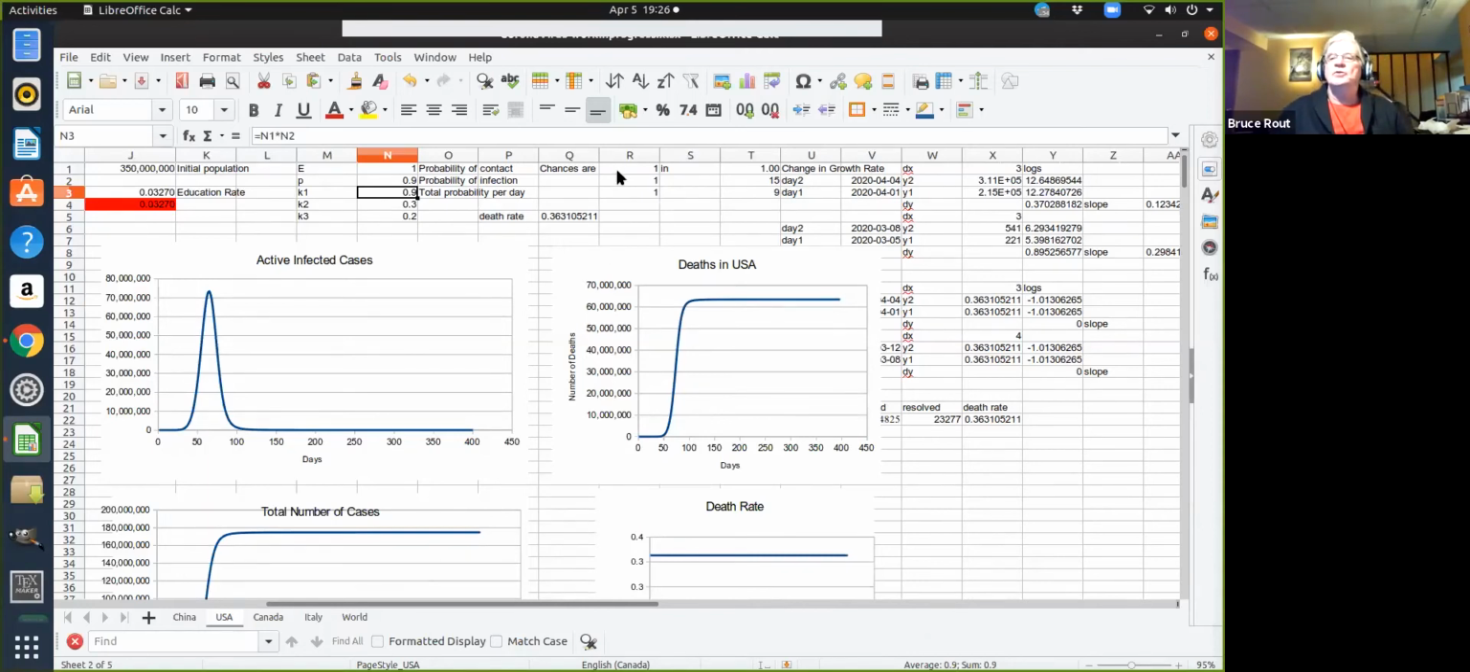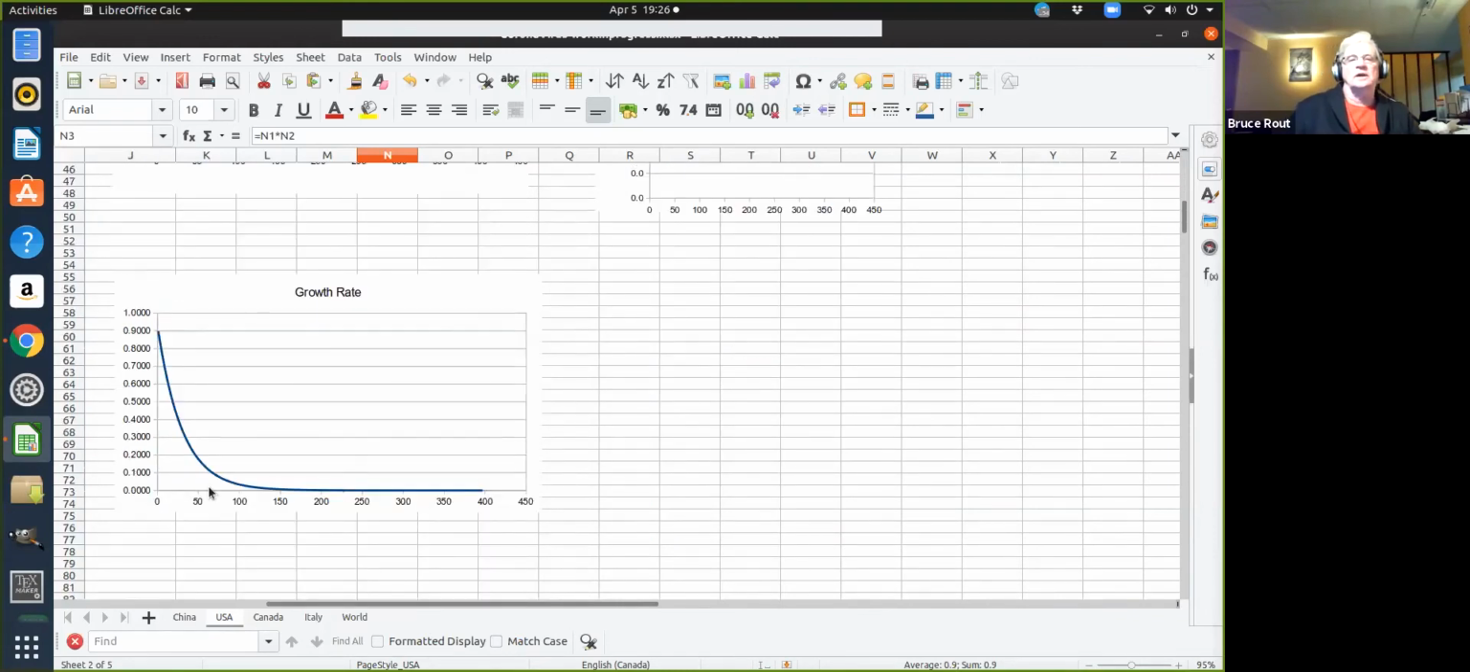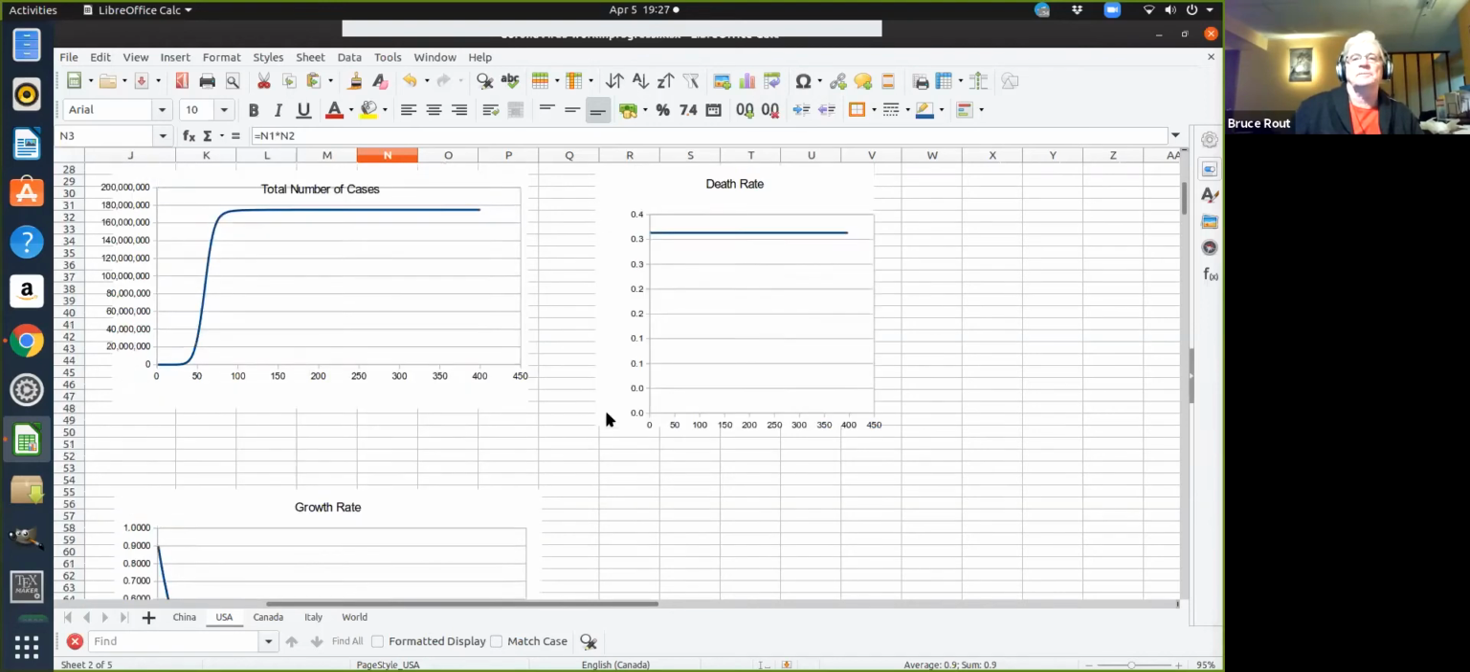So as a result, at the beginning, it was doubling every day when nobody knew it was around. And then very quickly, it has dropped. The growth rate here is not fast enough to have any effect, and it's going to cause a lot of people to die.